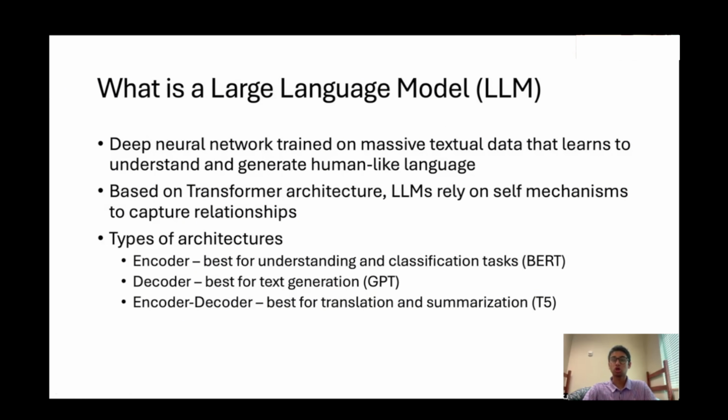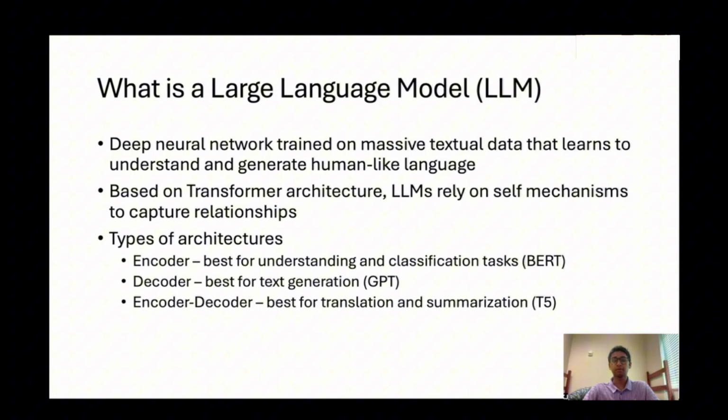And what is a large language model? So we've all heard of ChatGPT and Gemini and all these models. A large language model basically is a deep neural network trained on massive textual data. Like we're talking billions of data sets, really massive data sets. And they're trained to generate human-like language responses. They're based on the transformer architecture, which means that they have self-attention mechanisms to capture relationships.